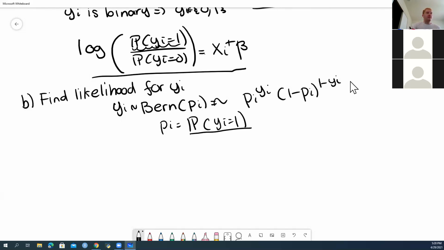So we need to isolate the probability of yi equals 1, and we have it up here. So let's just look at this. Do you add to both sides, so you just take e to both sides to get rid of the natural log? Yes. I'm going to make a first step though, which is we want to get rid of this. So how can I rewrite this in terms of this top part?